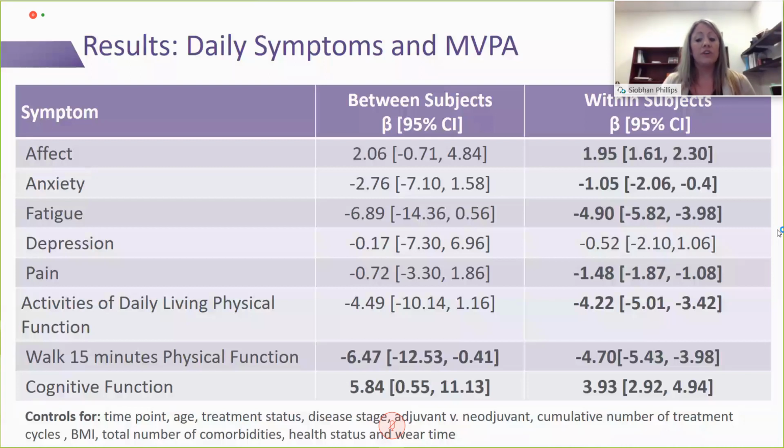Overall, higher average functional limitations for walking were associated with less moderate and vigorous physical activity, while increased overall average cognitive functioning was associated with increased physical activity. And then on days when participants reported better affect and cognitive functioning than their average, they engaged in more moderate and vigorous physical activity. In contrast, on days when they experienced worse than average anxiety, fatigue, pain, and physical functioning for everyday activities and walking, they reported less moderate and vigorous physical activity, which is kind of what you would expect, that on days that they're feeling worse, they're less active.